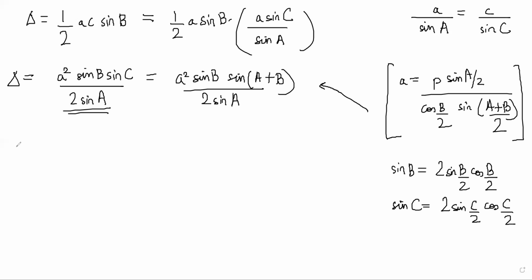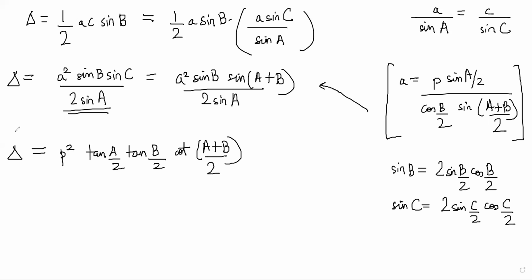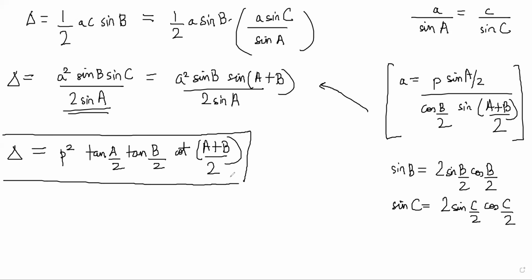So what will come finally after all of these simplifications is a nice expression, which is P squared tan A by 2 tan B by 2 and cot (A plus B) by 2. So I have done these calculations myself and I have gotten it. You will also be able to get it fairly easily. I'm just not showing these steps because it's simple manipulation and cancellations. So it's fairly straightforward. The problem is very easy.